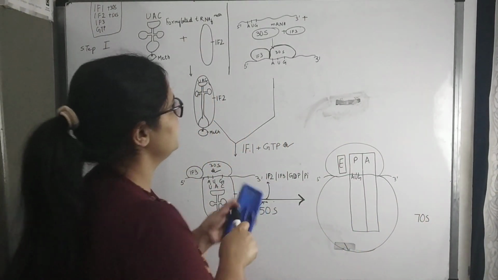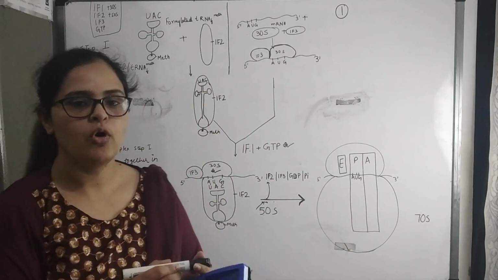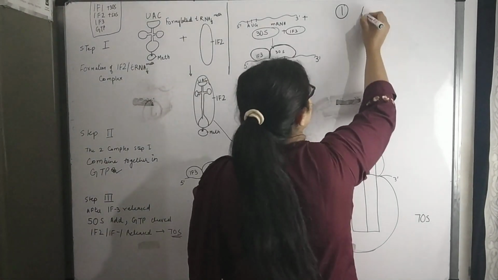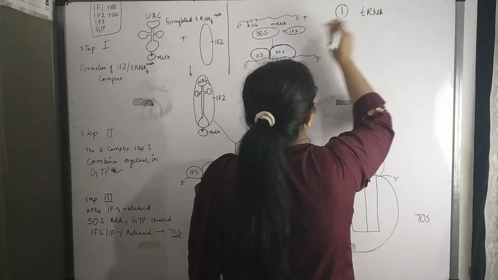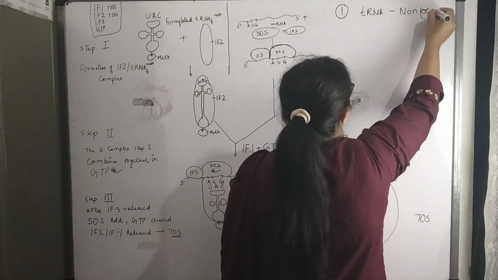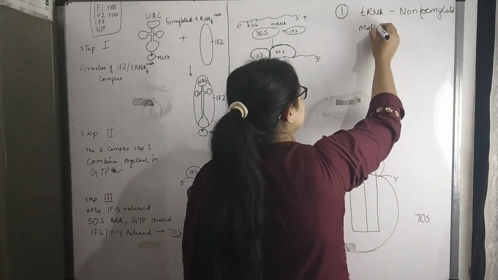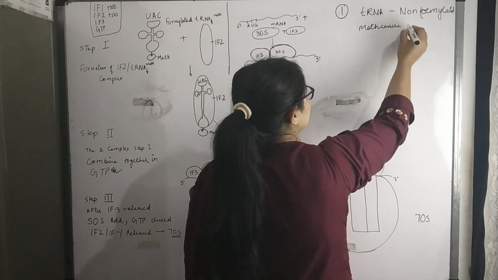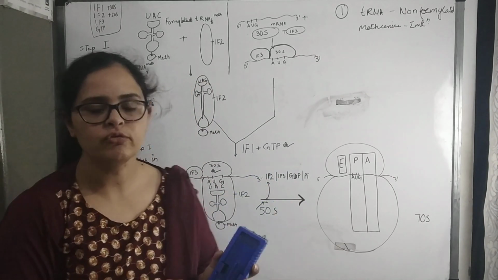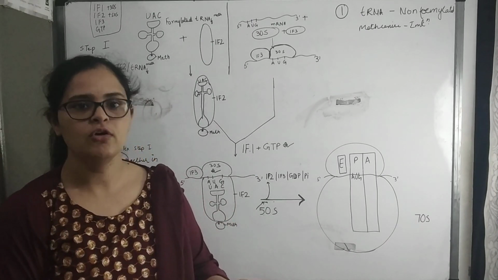So one of the important factors involved in the initiation of the eukaryotic system is the tRNA. The tRNA is formylated in prokaryotes, while it is non-formylated in eukaryotes. Okay, so what is the meaning of this? Methionine, which is the initiation codon, is non-formylated in eukaryotes, whereas in prokaryotes it is formylated.